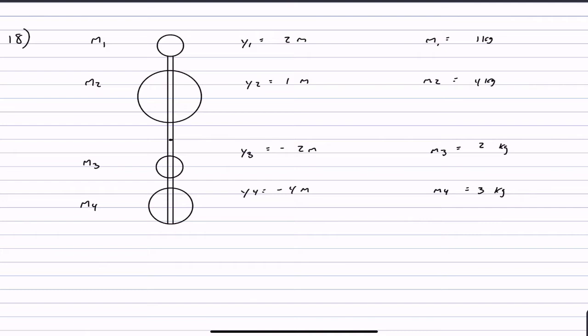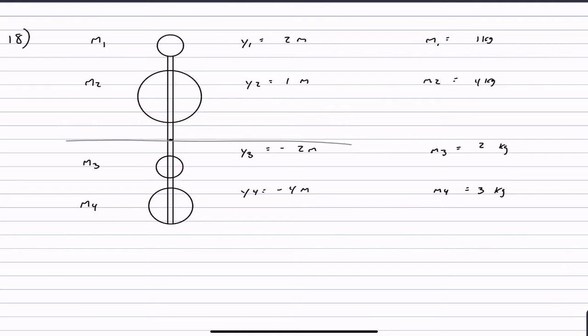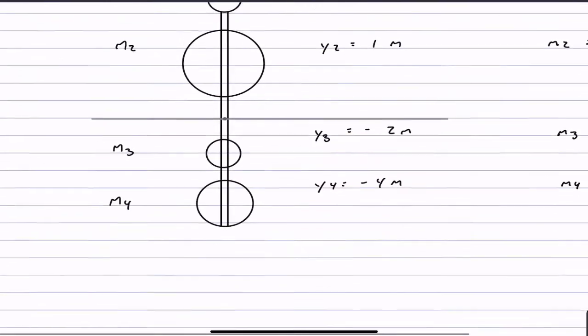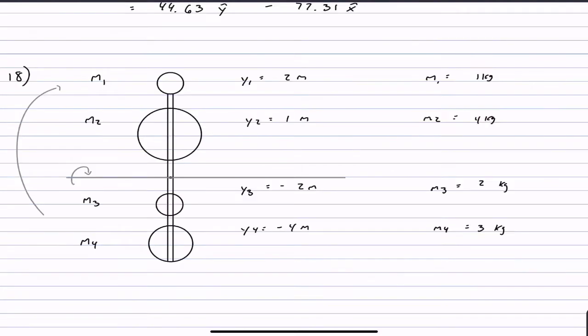Okay, problem 18. We are given a situation with 4 particles connected by massless rigid rods, and they're rotating around the x-axis. So if the x-axis is here, like this, this whole thing is rotating around that. So, what is the rotational inertia of the system around the x-axis?